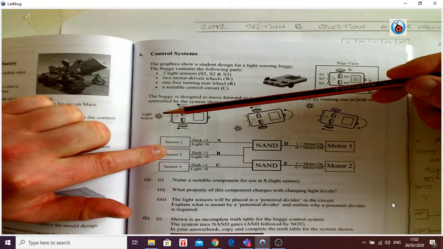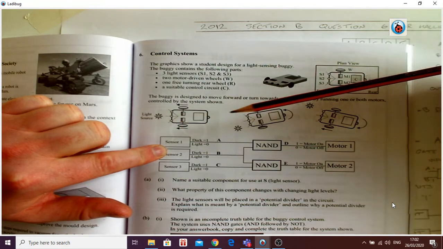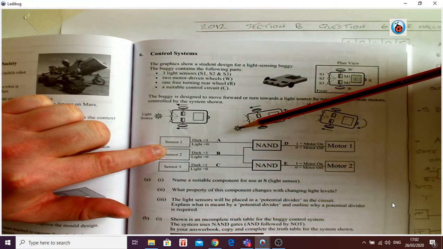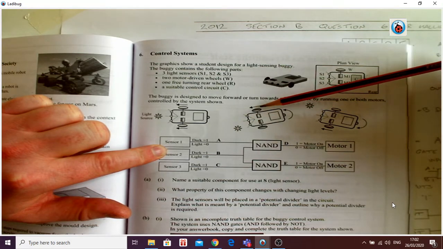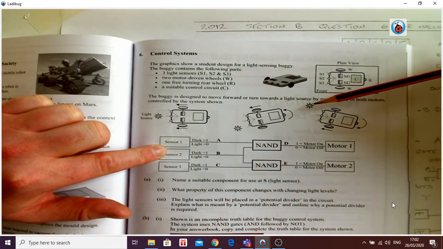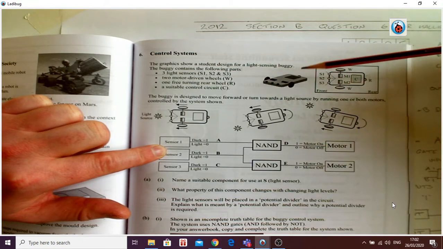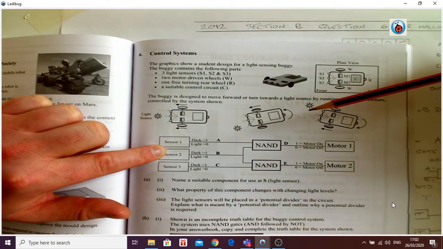Okay, so when the light is in the front, it goes forwards, the 2 motors are on. When the light is on the left hand side, the right motor turns on and it goes towards it, and when it's on the right hand side, the left motor turns on and turns towards the right, because of the caster at the back, right?